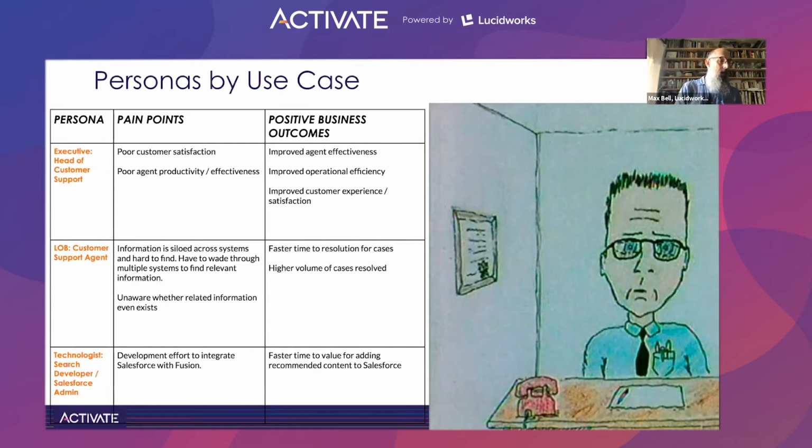So the line of business users, like the customer support agent, like Milton here, and this is a different drawing of Milton. He wants to close cases faster. He wants to handle more cases and still go home on time.